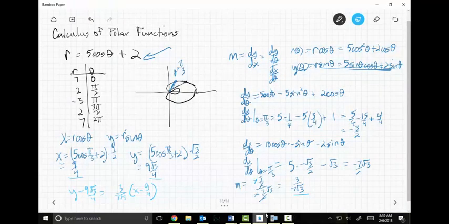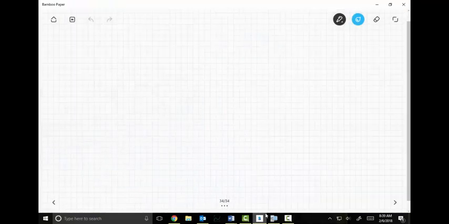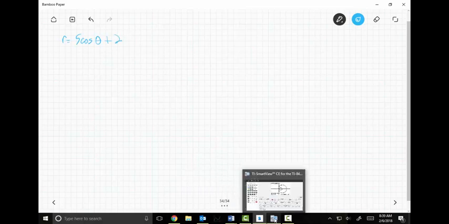Let's go ahead and go back over here. Let's talk about areas now. So same curve, r is equal to 5 cos theta plus 2. All right, so take a gander at this thing. Now, this is going to be a little bit tricky.